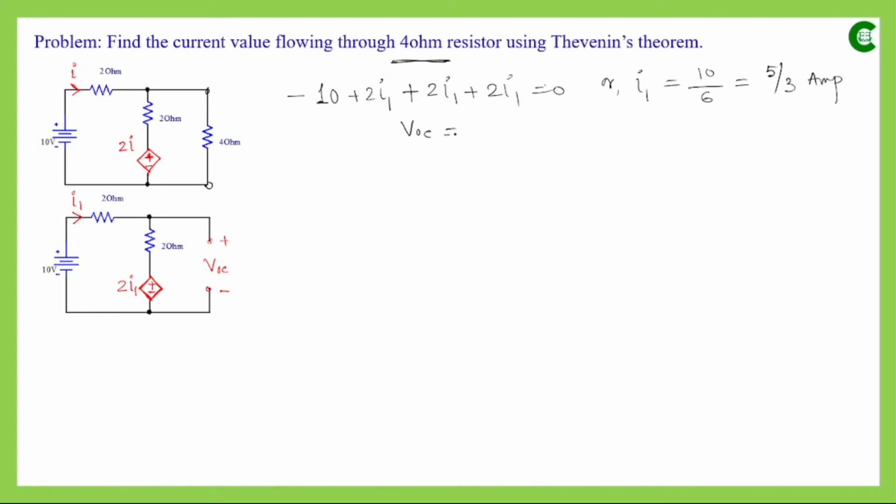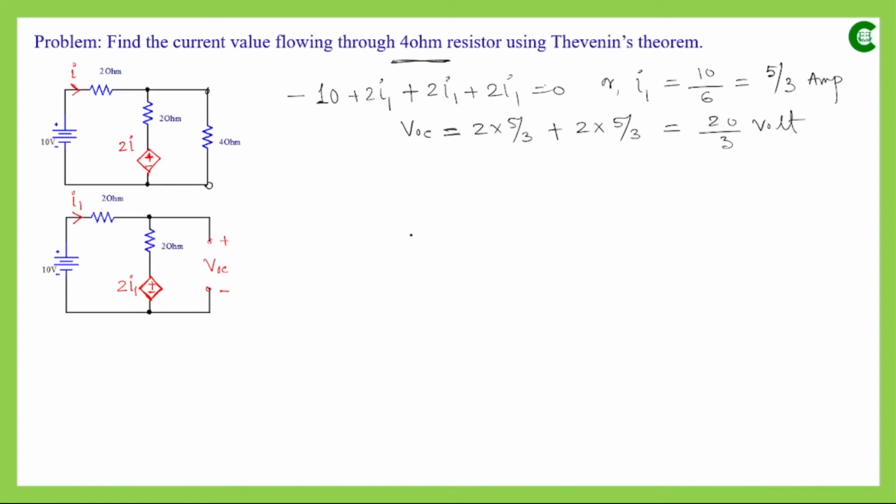So VOC will be the voltage drop across this 2 ohm resistor, which will be 2 multiplied by 5 by 3, plus the voltage drop of this voltage source, which is again 2 multiplied by the current value of I1, which is 5 by 3. So it will be 10 by 3 plus 10 by 3, which is 20 by 3 volt.